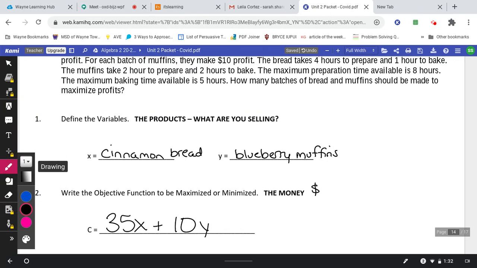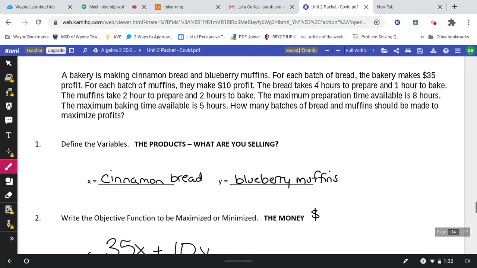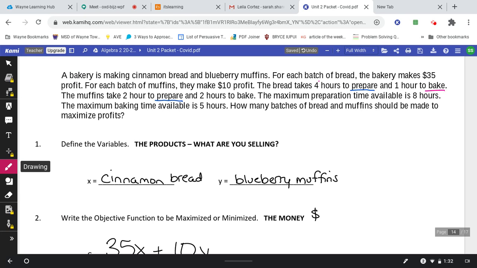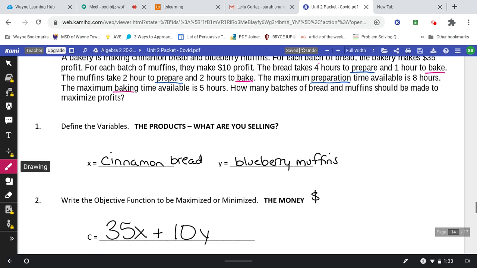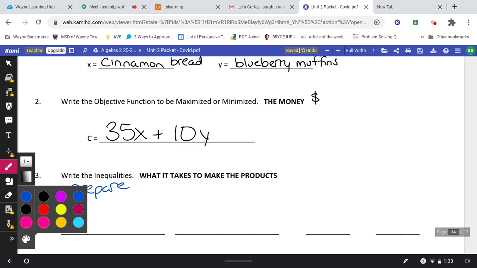All right. The next thing I'm going to do is read through it a little bit and see if I can figure out what it takes to make the products. I notice the word prepare. I also notice the word bake. Let's see if that continues throughout. Let's see, there's prepare. There's another preparation. And then I see bake show up a couple more times too. Baking, bake. And so you're just going to take those numbers that are associated with it and write it into an equation. Prepare and bake.